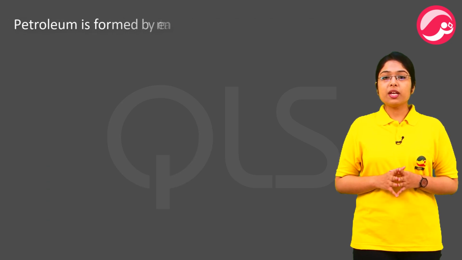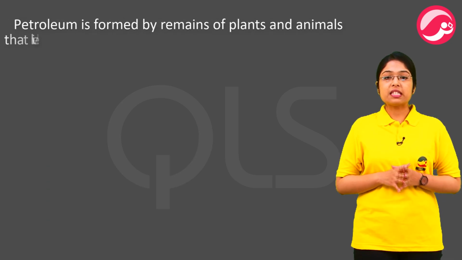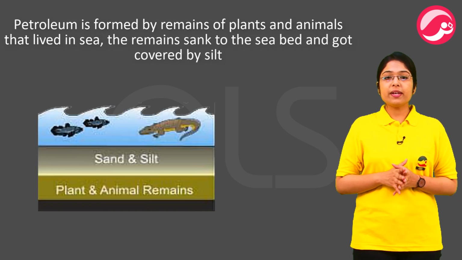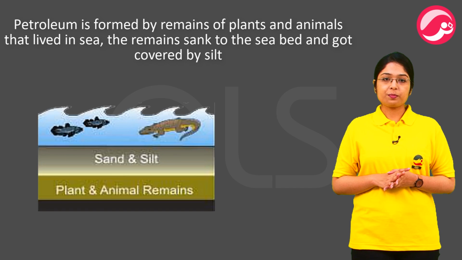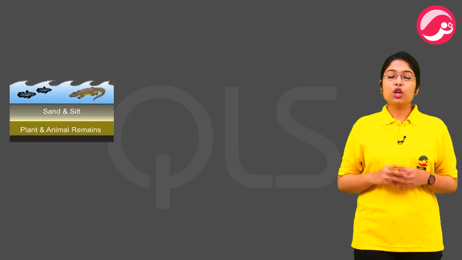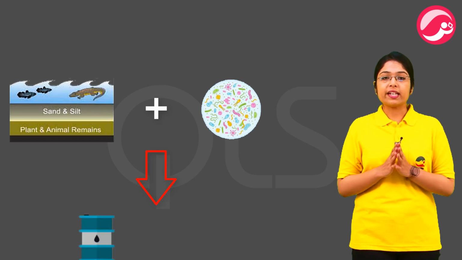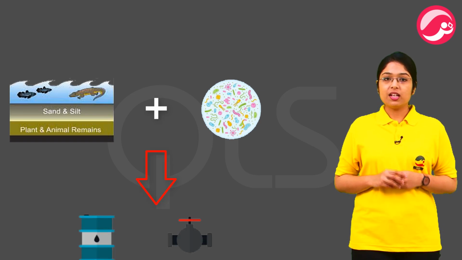Petroleum is formed by remains of plants and animals that lived in the sea. The remains of the dead plants and animals of the sea sank to the seabed and got covered by silt. Under the high pressure, those remains were decomposed by bacteria, turning them into oil and gas which we are using today. These fossil fuels are not infinite.